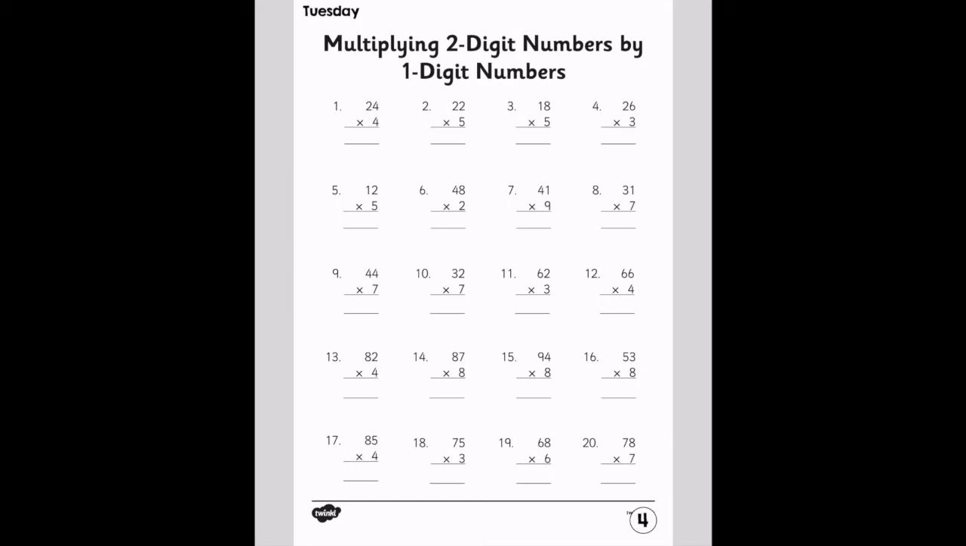Okay, so we've got 4 times 4, which equals 16. So the units stay down and the 10 gets carried. And then we've got 2 times 4, which equals 8, plus the 1 equals 9. Okay, so go ahead and finish the rest of these problems.